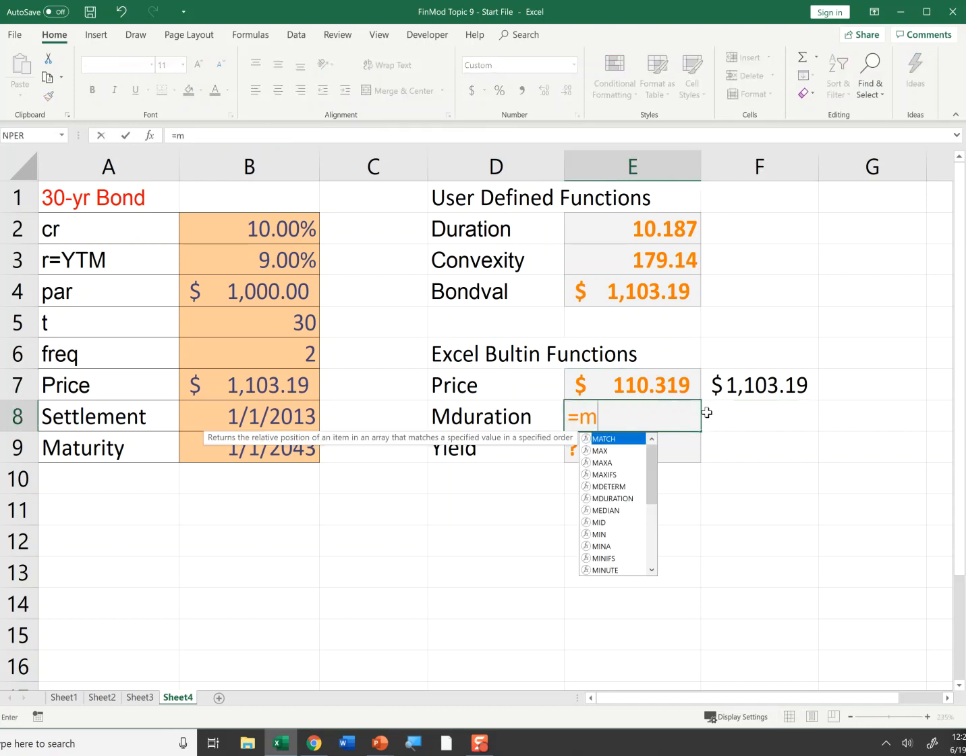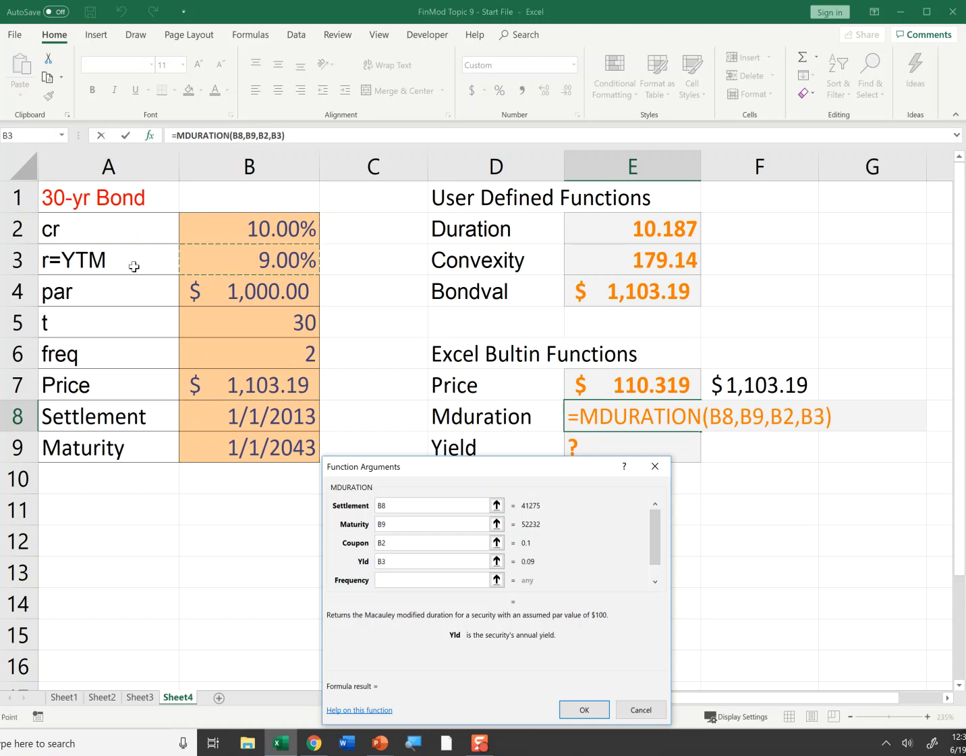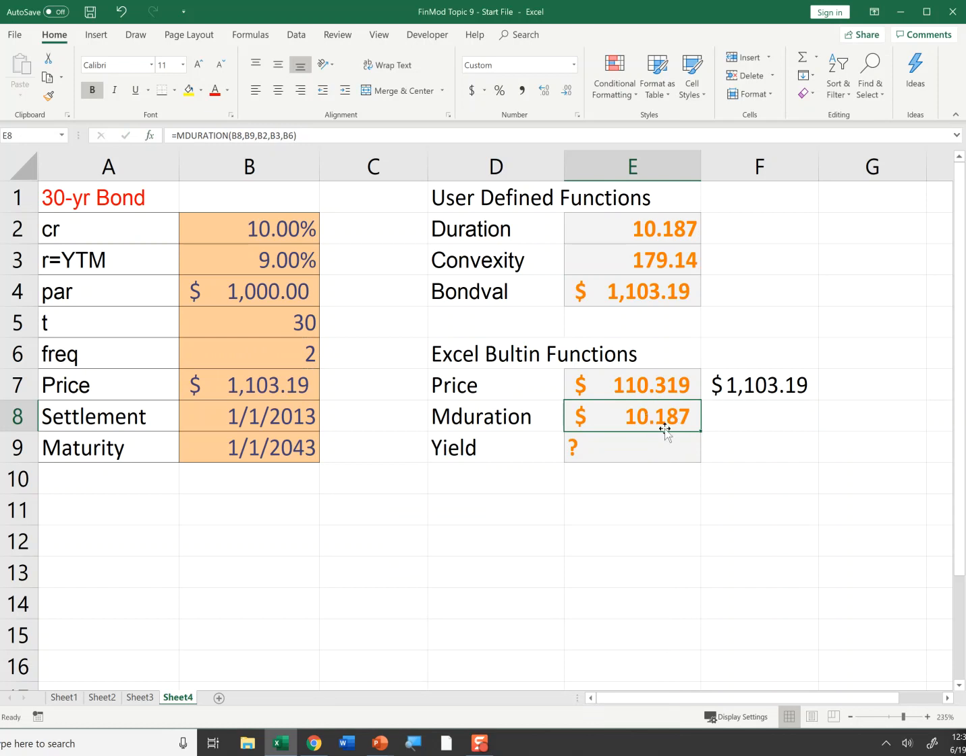Modified duration, I'm going to do the mod duration function. I can then click on this up here. Again, put in settlement date, maturity date, annual coupon rate, the yield to maturity. In this case, this bond is selling at par, so the YTM of the bond is the discount rate, so we're going to say that's the same thing. And we're going to have frequency of 2. And we have a modified duration of 10.187 years.